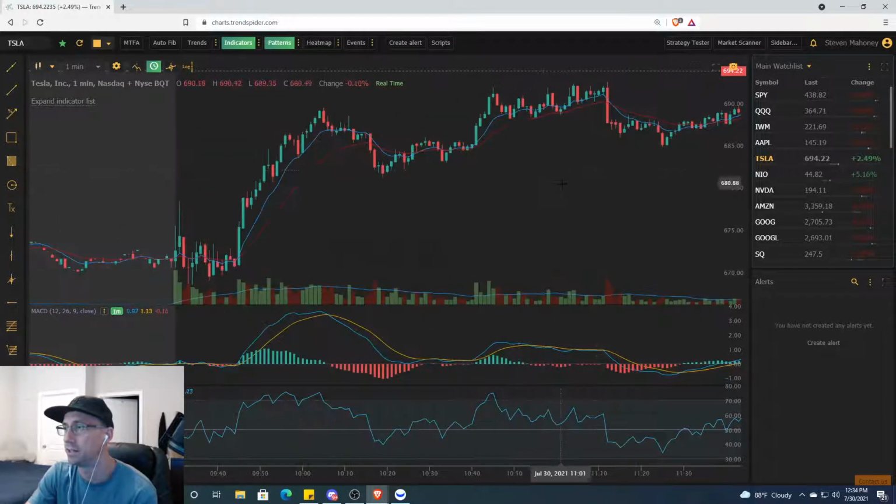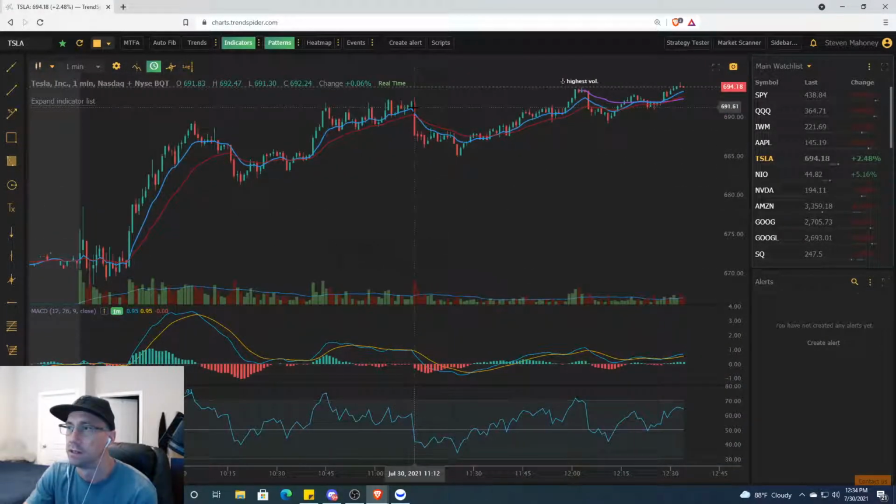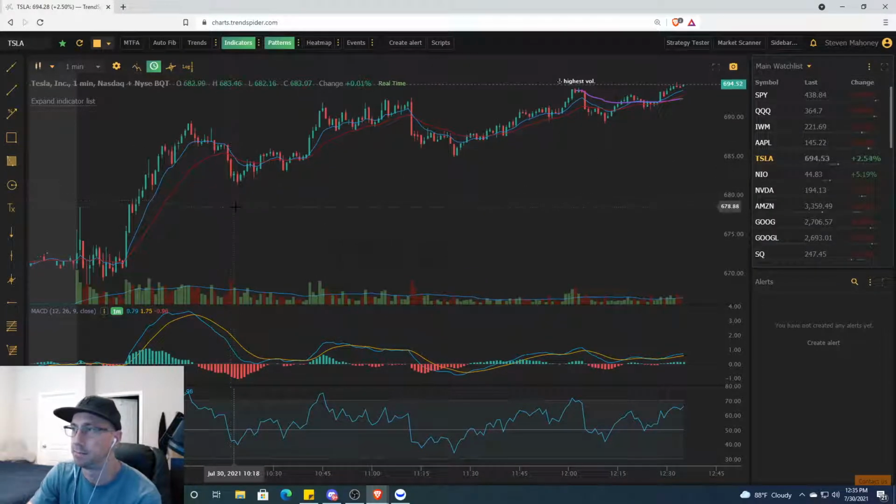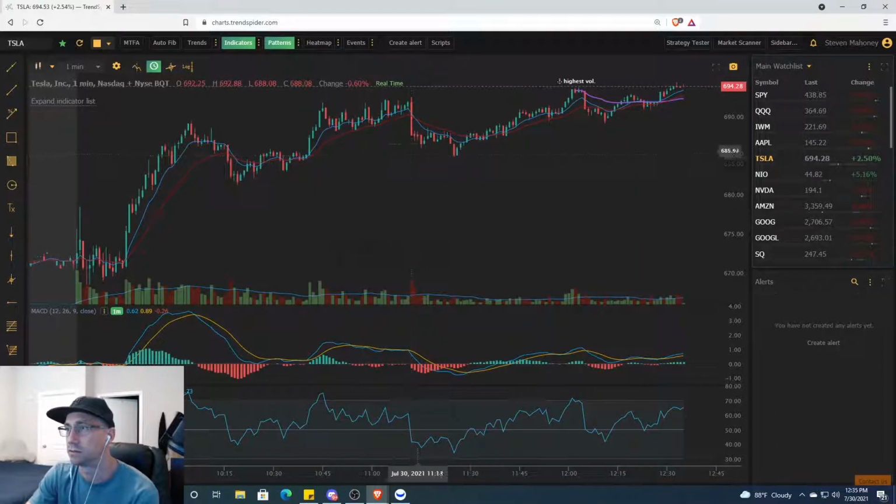I tried to scalp Tesla again around in this area, but I missed it. I was too late. I got in around right here for the continuation to the downside, and I tried to get out right here, but I wasn't quick enough with my order. So I got out again. I think I ended up making like $2 or $3. It wasn't much at all, and I was glad I got out because you can see what happened.